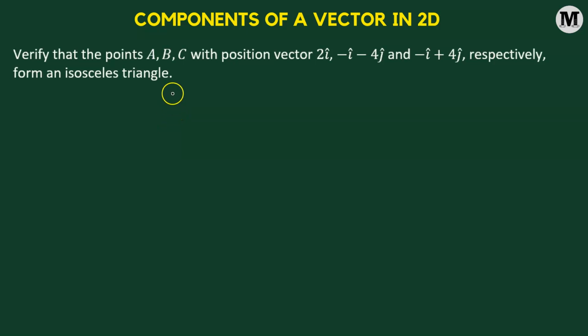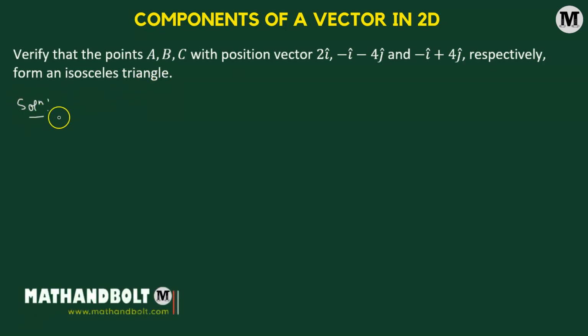So here we have 3 points A, B, and C whose position vectors are given to us. We need to show that these 3 points A, B, and C form an isosceles triangle. Okay, let us begin. So first what we'll do, we'll consider a triangle with vertices A, B, and C.